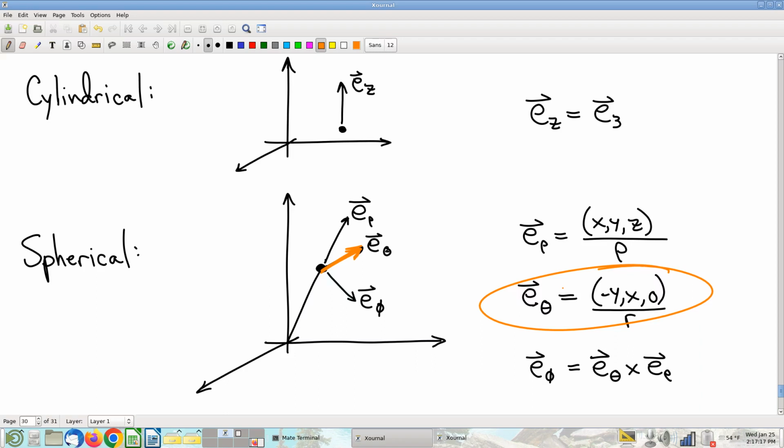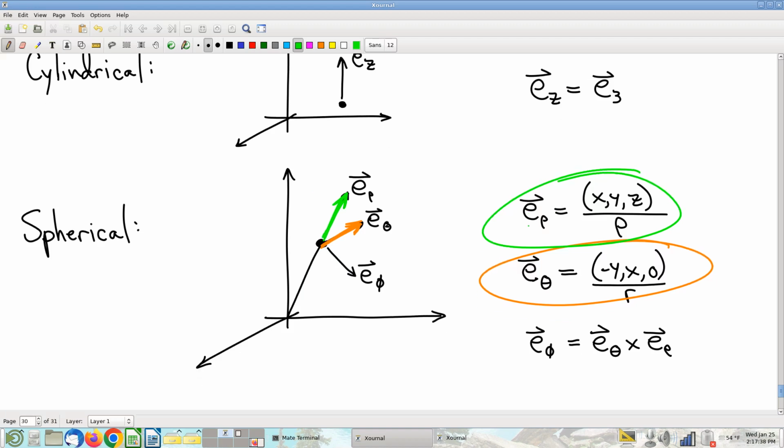This E rho, similar trick to ER from polar coordinates. We just realized it's the position vector divided by the magnitude. Points in the same direction as the position vector. So that one, not that bad. And then there really is a clever little trick here in coming up with E phi.